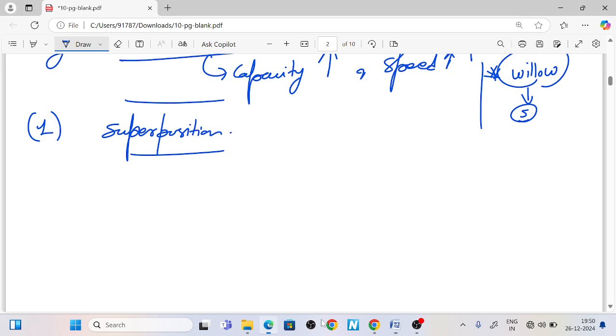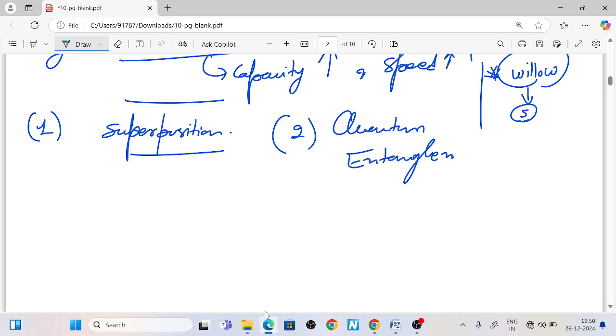This is superposition, and the second is quantum entanglement. Quantum entanglement and superposition are the two basic principles upon which the whole of quantum computing works. And it is very interesting, guys. Let me tell you, the first principle is superposition. Just be conscious and listen carefully to whatever I'm saying. You will get this principle very clearly, and you will even feel it is very interesting at the end of this video.